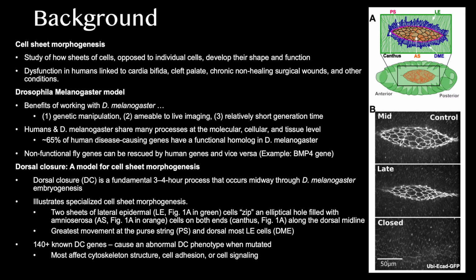Before we jump into the project itself, let me explain a little about the relationship between D. melanogaster and cell sheet morphogenesis. The field of cell sheet morphogenesis investigates how sheets of cells, as opposed to individual cells, develop their shape and function. Dysfunction in humans has been linked to many systemic congenital or developmental conditions.